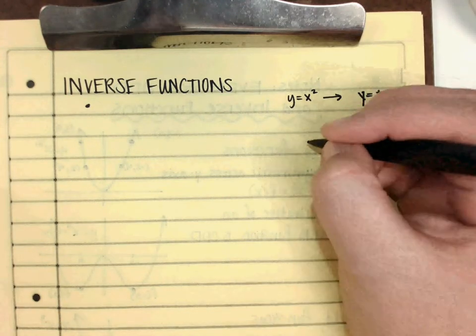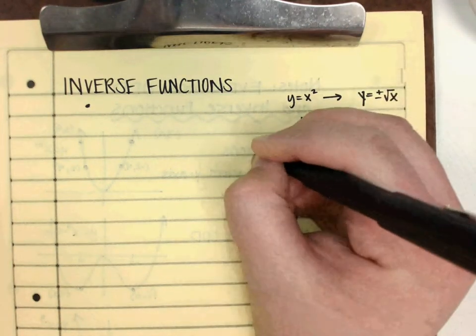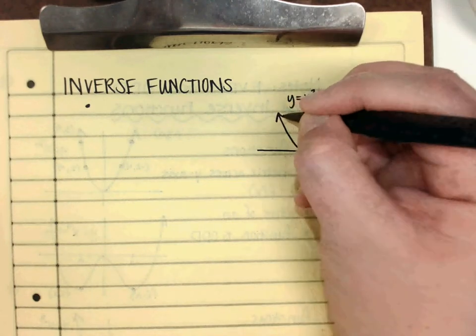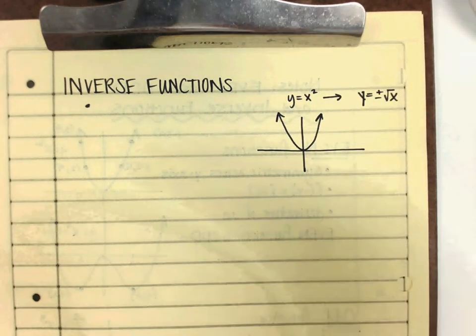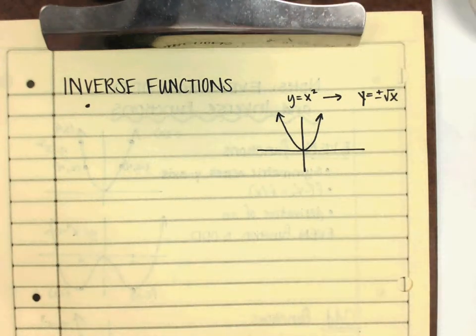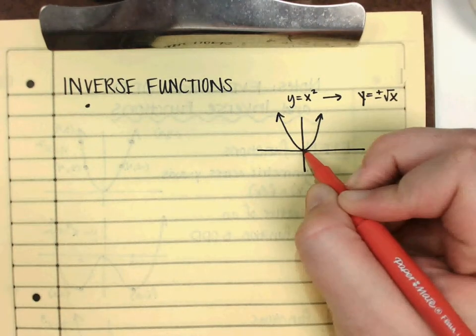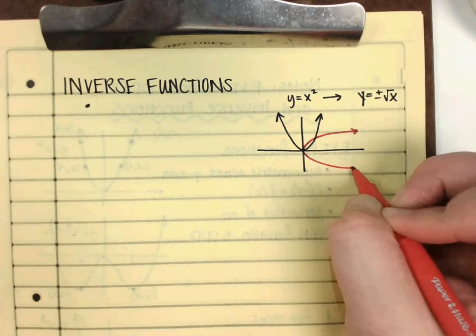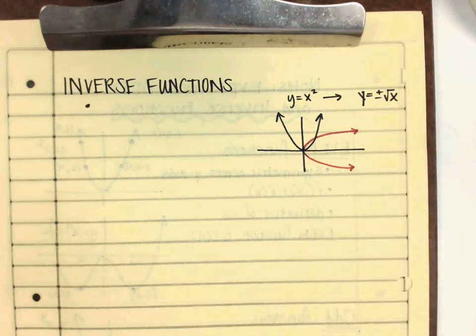So let's sketch a little graph. Here's my x squared graph in black. Now I'm going to draw my plus or minus square root graph in red. Notice what happens with your graphs. This is my positive square root. This is my negative square root. What do you notice about their graphs? Are they still a reflection of each other? It's not a rotation, it's a reflection.